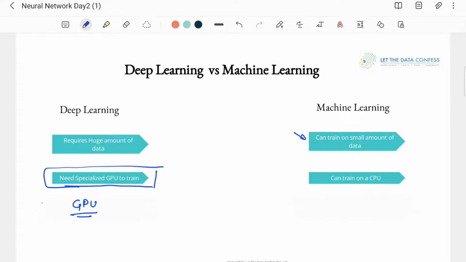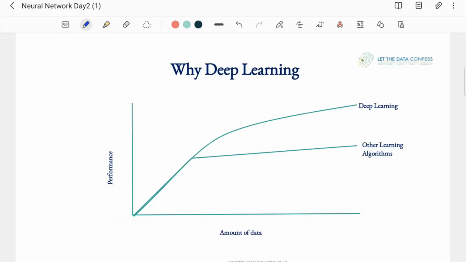Now if I talk about machine learning, because it is trained on a very small amount of data, it can train the model well on the CPU as well. Talk about this point: why do we have to use deep learning, from an efficiency point of view.